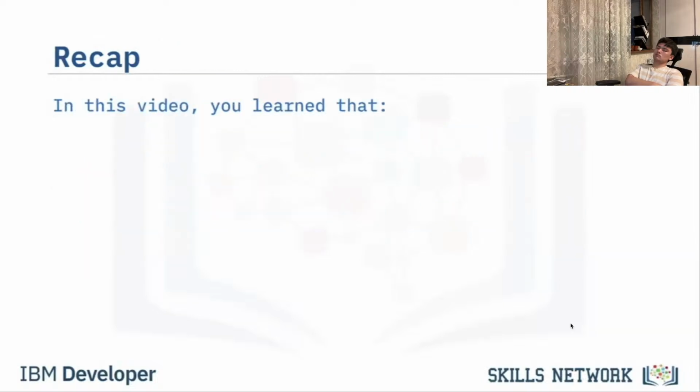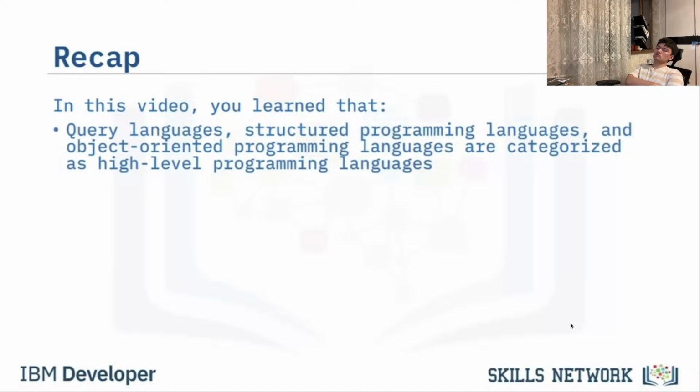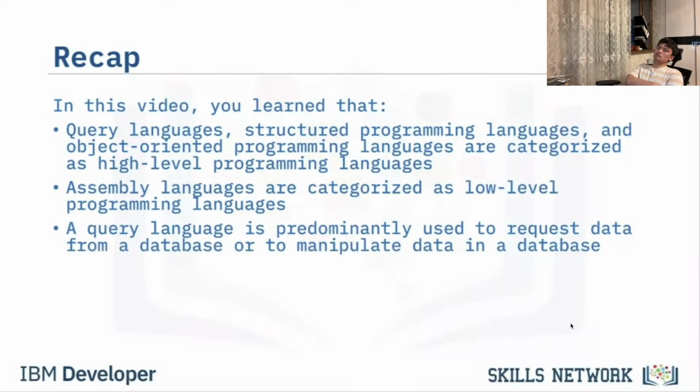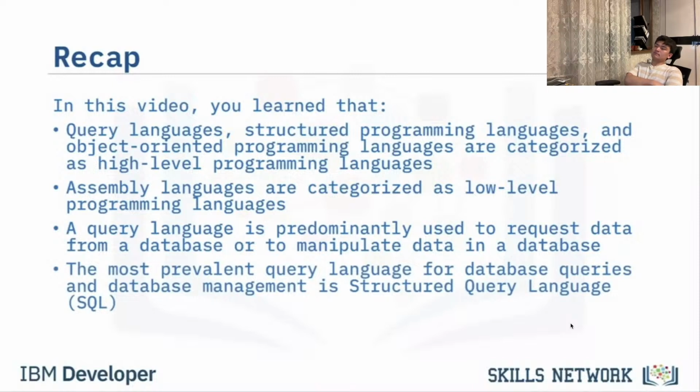In this video, you learned that query languages, structured programming languages, and object-oriented programming languages are categorized as high-level programming languages. Assembly languages are categorized as low-level programming languages. A query language is predominantly used to request data from a database or to manipulate data in a database. The most prevalent query language for database queries and database management is structured query language, or SQL.